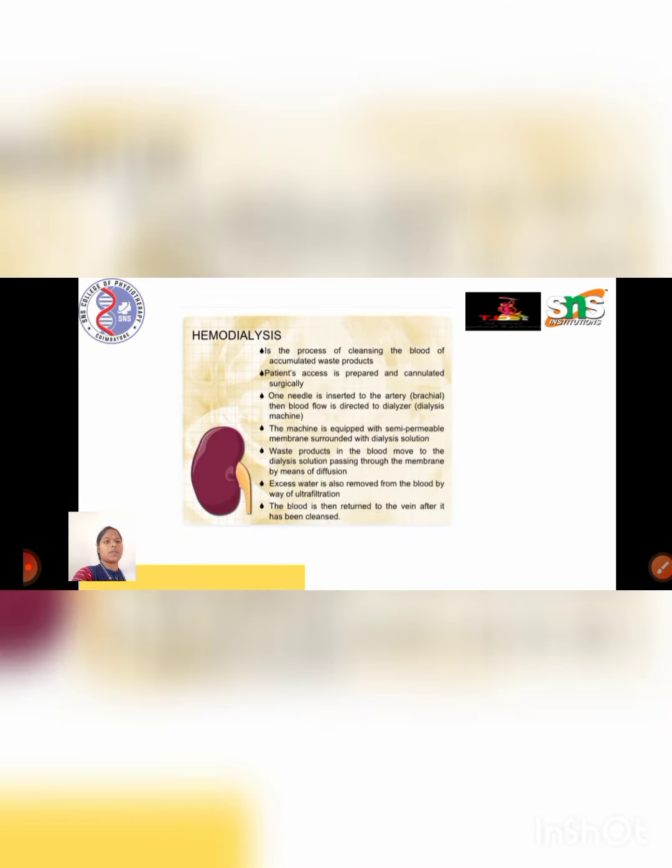Hemodialysis. It is the process of cleansing the blood of accumulated waste products. The patient is prepared and a catheter is inserted surgically. One needle is inserted into the artery. Then blood flows directly to the dialyzer. The machine is equipped with a semi-permeable membrane surrounded with dialysis solution. Waste products in the blood move to the dialysis solution through the membrane by means of diffusion. Excess water is also removed from the blood by way of ultrafiltration. The blood is then returned to the veins after it has been cleansed.